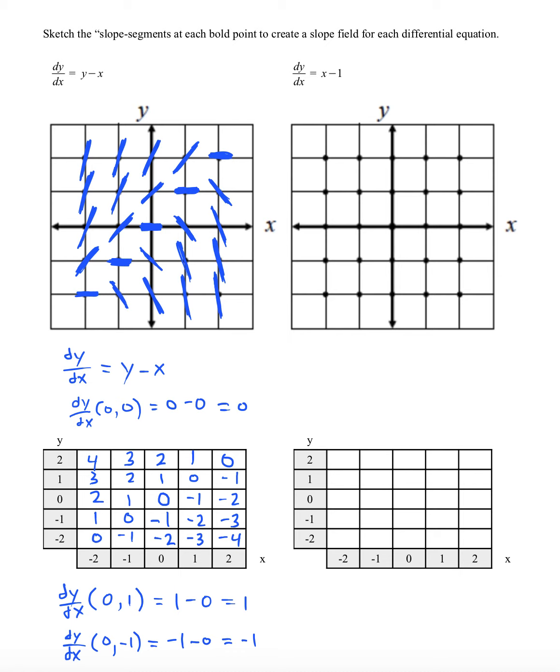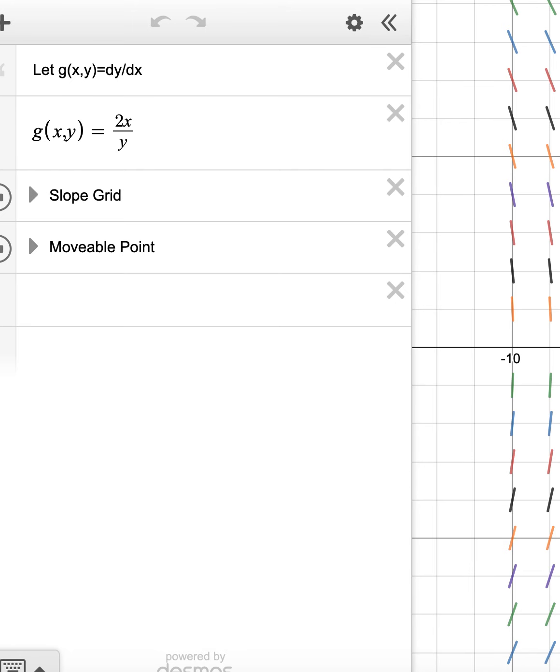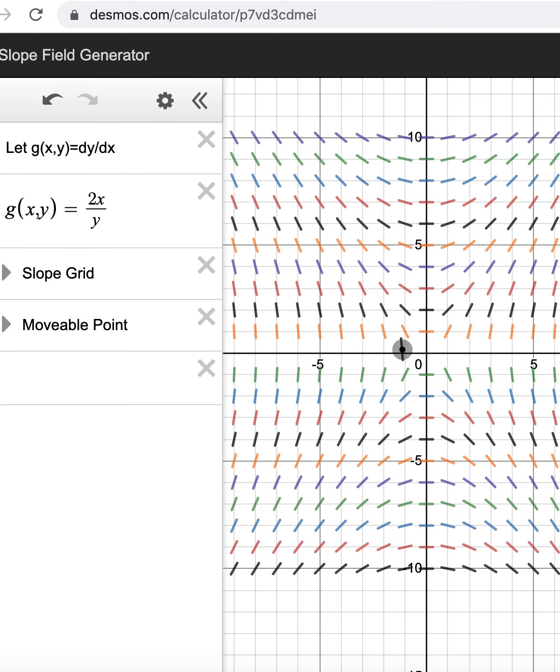Now there are online apps which can plot slope fields for us too. Desmos.com offers a nice slope field plotter. Now this is the function that it just comes with as an example. And so what we want to do is change the 2x over y. Now, notice that they say g is defined as the derivative, dy over dx. We need to have our differential equations solved for dy over dx.